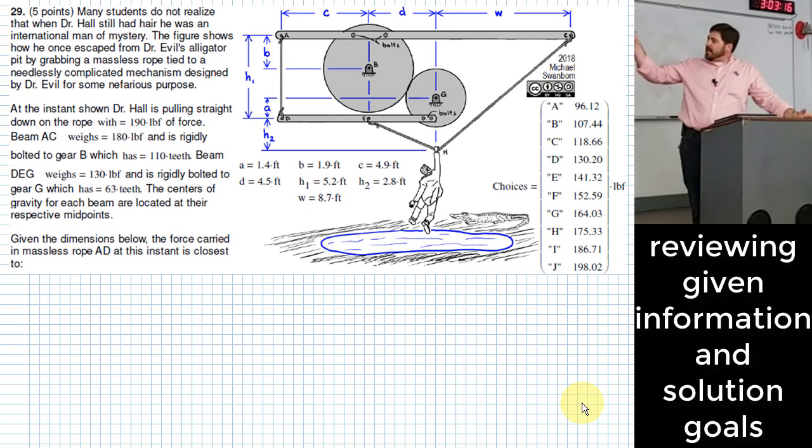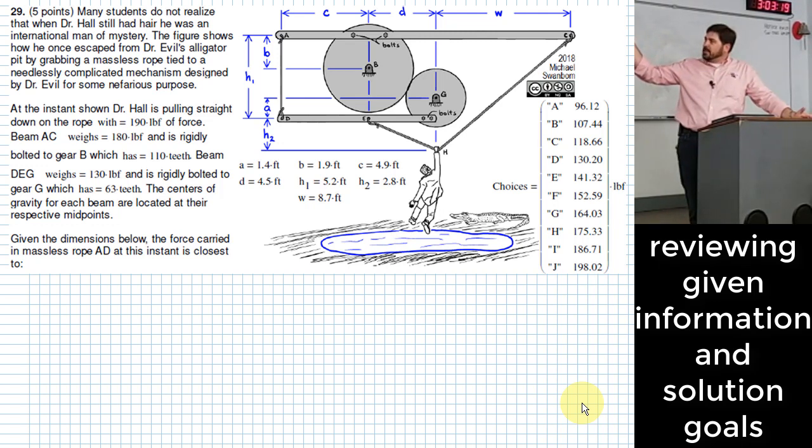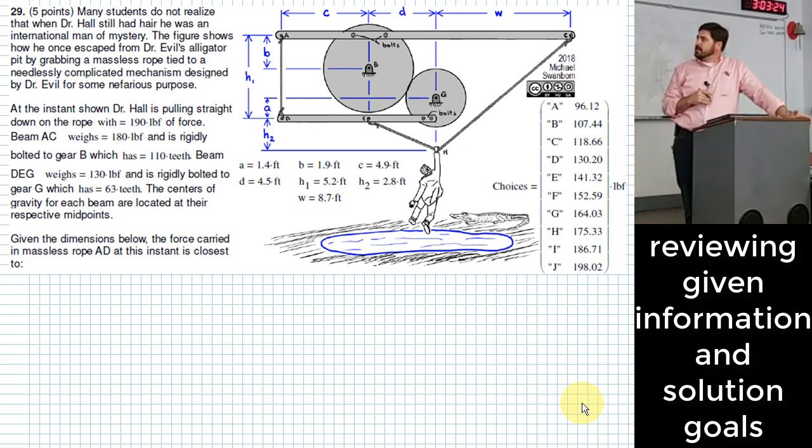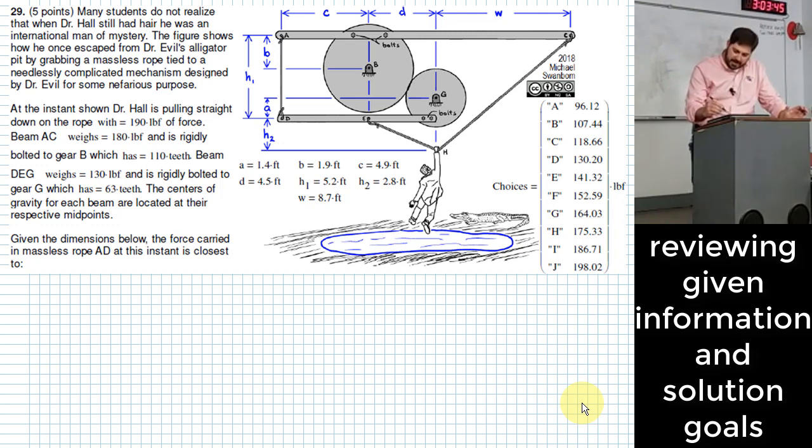So anyway, right now where we see Dr. Hall, he is pulling down on the rope with 190 pounds of force. And not only that, somehow he knows the weight of beam AC is 180 pounds. It's rigidly bolted to gear B. And then beam DEG weighs 130 pounds, and it's rigidly bolted to gear G. We also know that gear G has 63 teeth. So let me write that on here real quick. So this has 63 teeth. And somewhere else, gear B has 110 teeth.